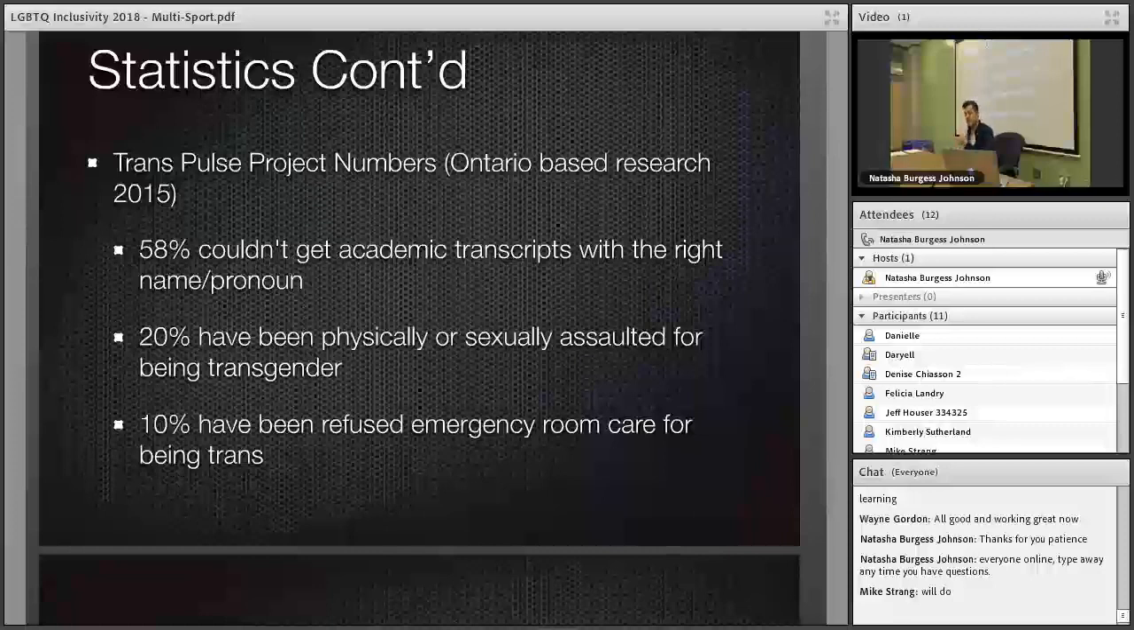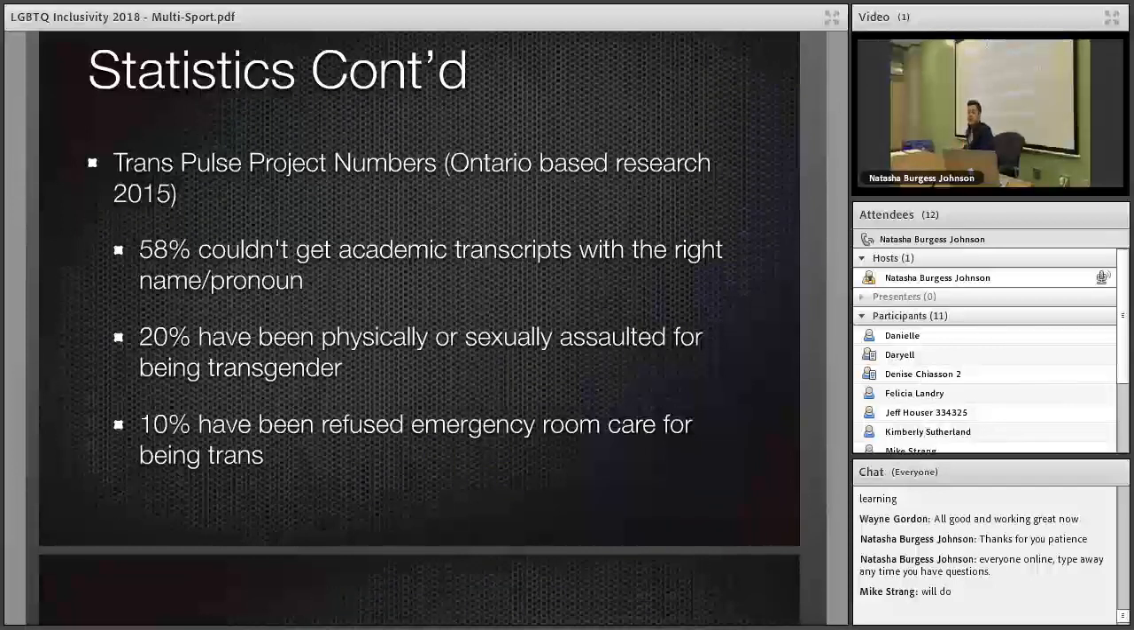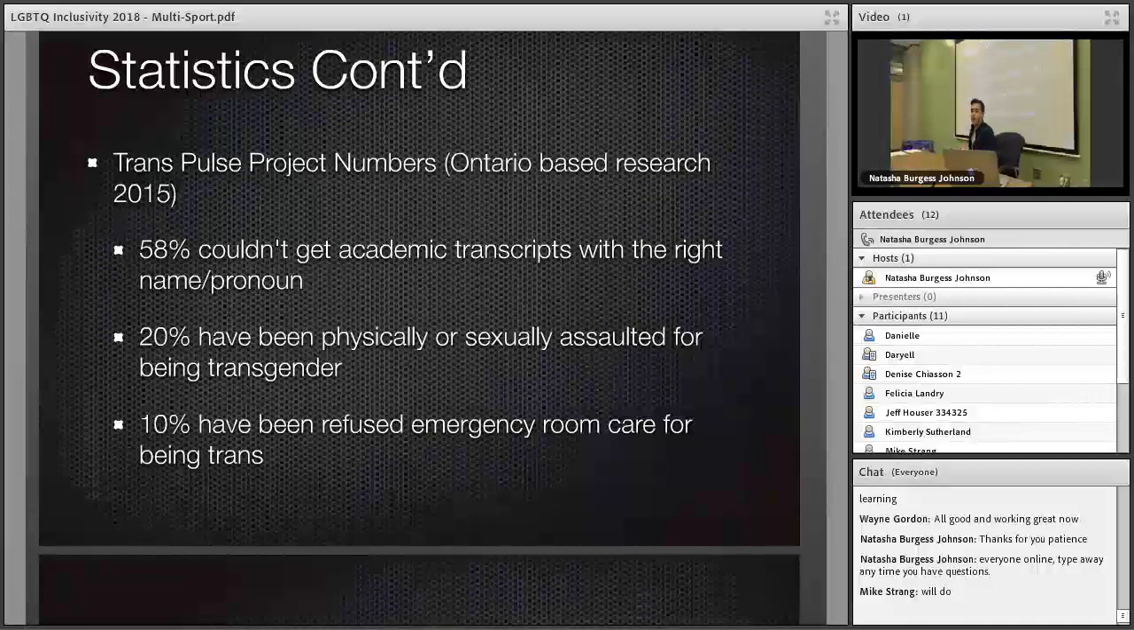So this is some numbers specifically for our trans youth in particular. But almost 60% couldn't get academic transcripts with the right name or pronoun. So if they had gone to university and maybe they were Jane Smith, and since university they've changed their name, they've changed their gender, even if it's on official birth certificate documents, and now they are Sam Smith, 60% said they couldn't get the transcripts changed to recognize their new gender.